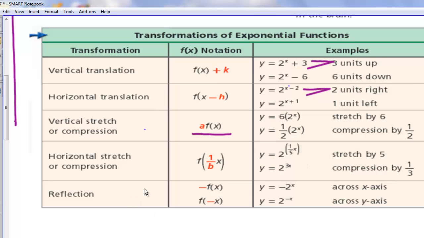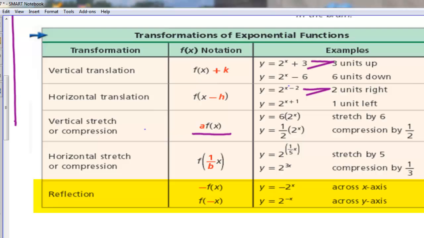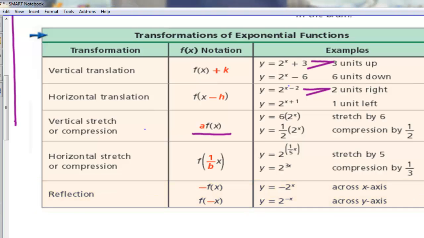And then lastly, to reflect, if you have a negative f of x, that's going to reflect across the x-axis, and if you take the opposite of every x value in the function, then it's going to be a reflection over the y-axis, and you could do that with exponential functions also.